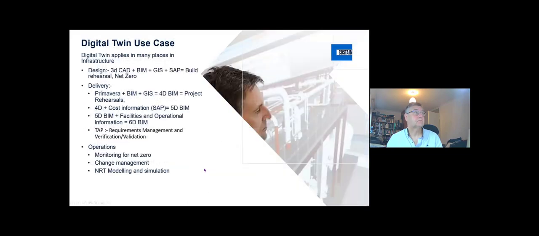So in terms of, they talk a lot about digital twins, and digital twin exists in many different layers from what I've been talking about. And at the design level, you're basically talking tying together 3D CAD models as BIM with graphical information systems to SAP. What this leads you to do is start to be able to do something called building rehearsals, which you'll see an example of in a second, and also what is effectively 4D BIM.